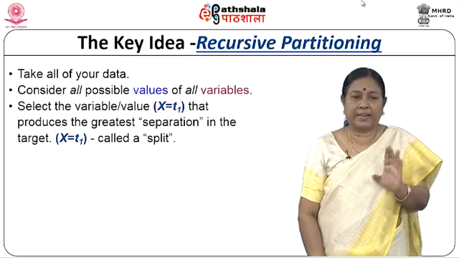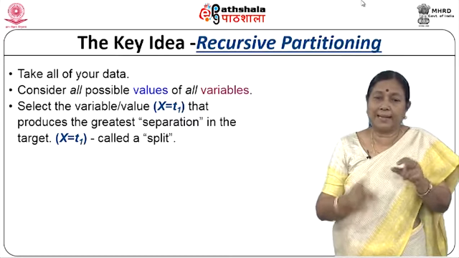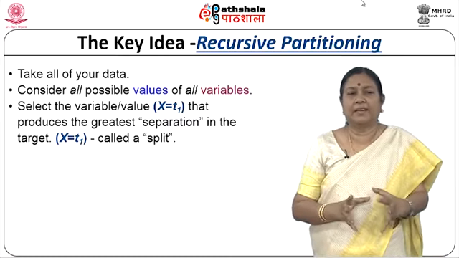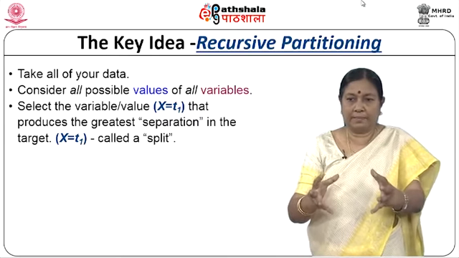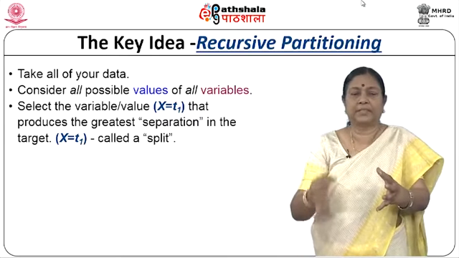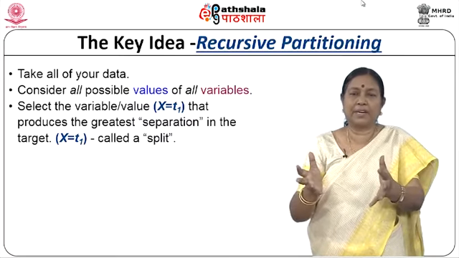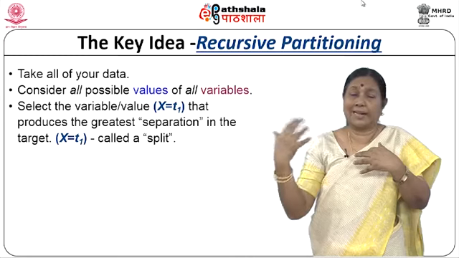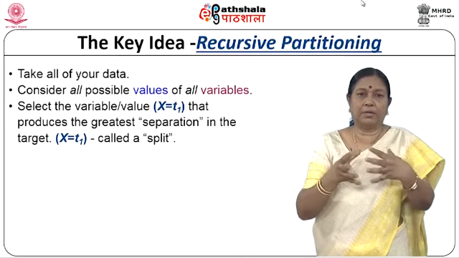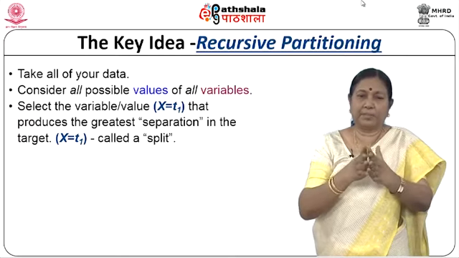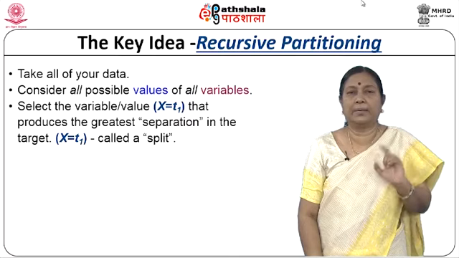Then select the variable or value x equal to t1 that produces the greatest separation in the target data set. So, what you have to do? You have to take the data and choose a variable such that you get the greatest separation. What is the meaning of greatest separation? Your output class is already known to you. So, when you choose one variable, it will give you mixed classes.